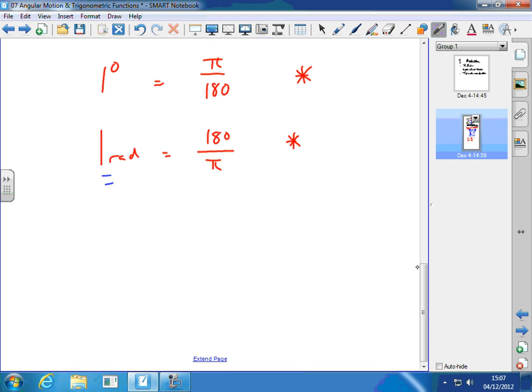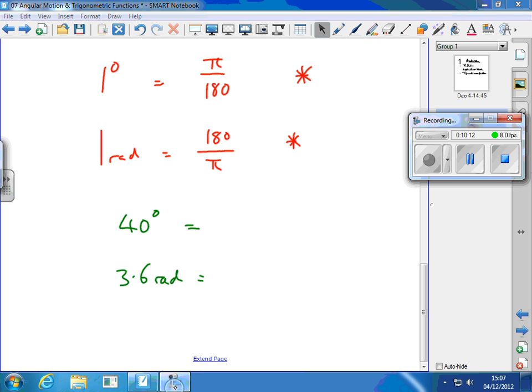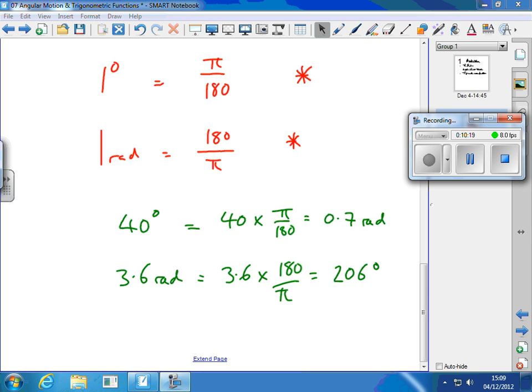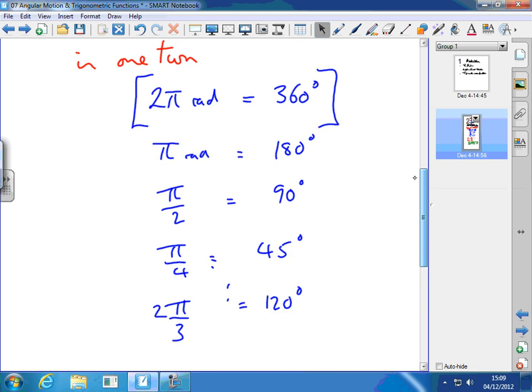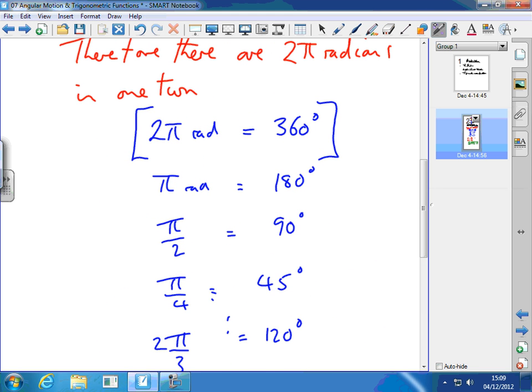We can say, for example, 40 degrees, what would that be in radians on your calculator? And 3.6 radians, what would that be in degrees? So if you've done those on the calculator, hopefully that's the calculation you did, and these are the solutions you should get. Okay, so know how to convert radians to degrees and degrees back to radians again, and the conversion factor that you need to remember is this here. And from there you can work the rest out.